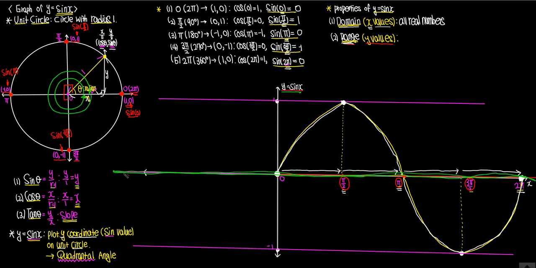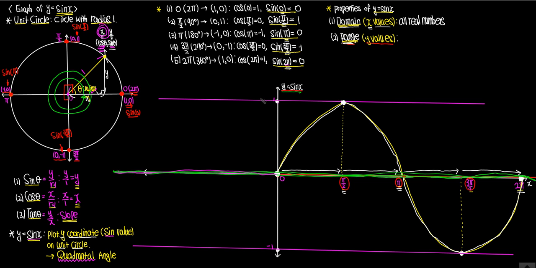So the x value on the y is equal to sine x graph is the angular rotation on the unit circle. And one thing we need to be careful about is the term on the unit circle: the x value on the unit circle, or the x coordinate, is cosine theta, not the angle. So the x value on the unit circle and the x value on the y is equal to sine x graph are completely different. The x value on the unit circle will always be cosine theta.